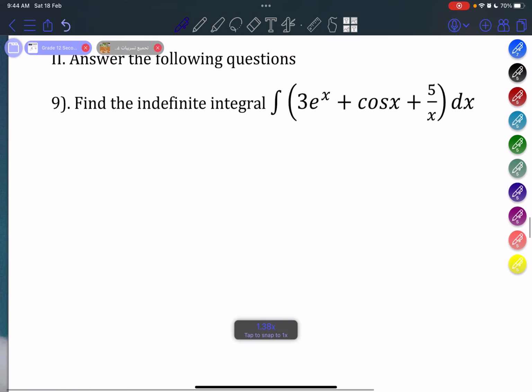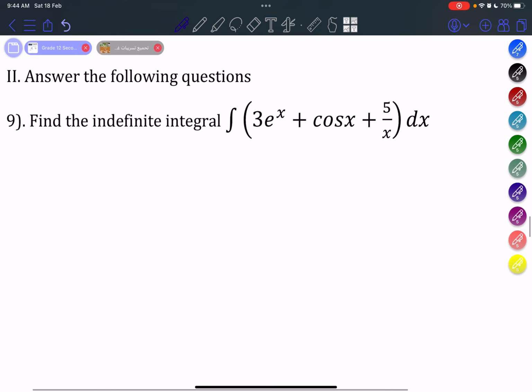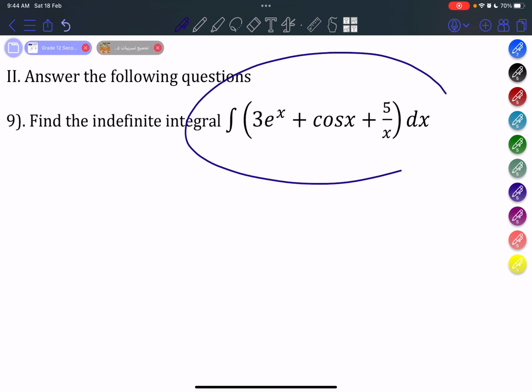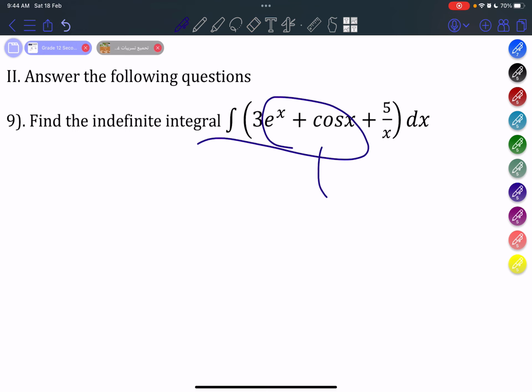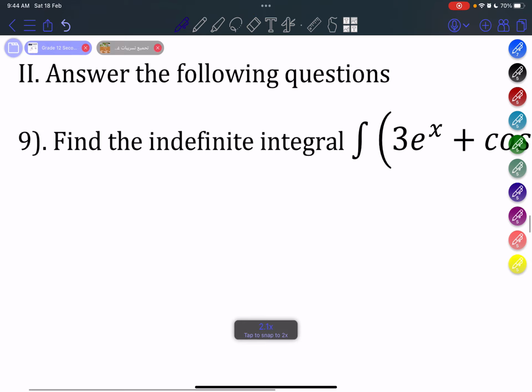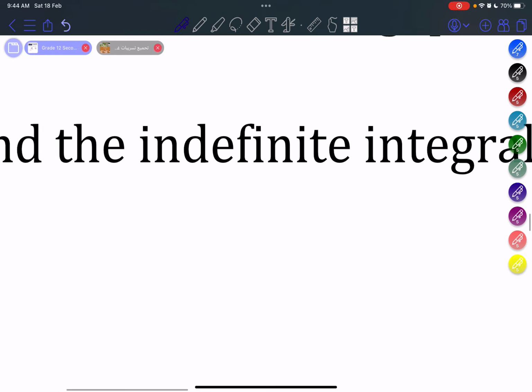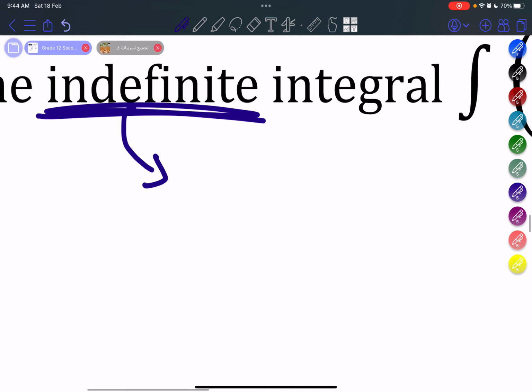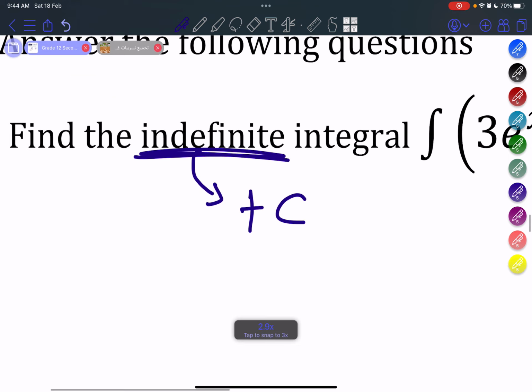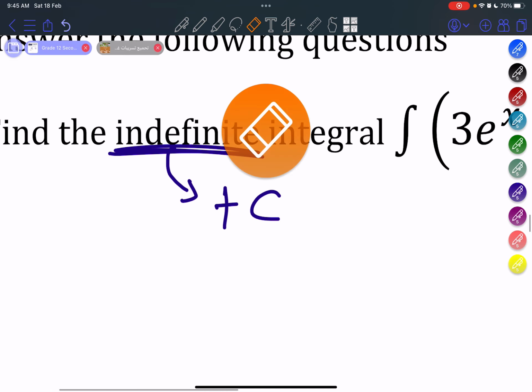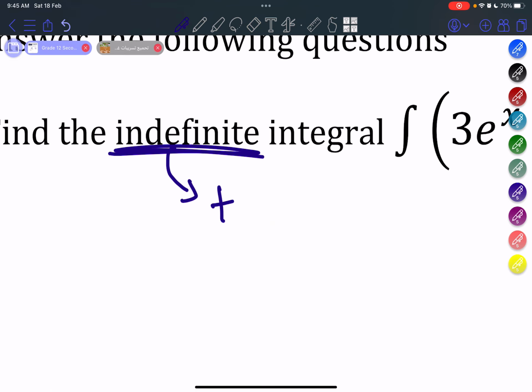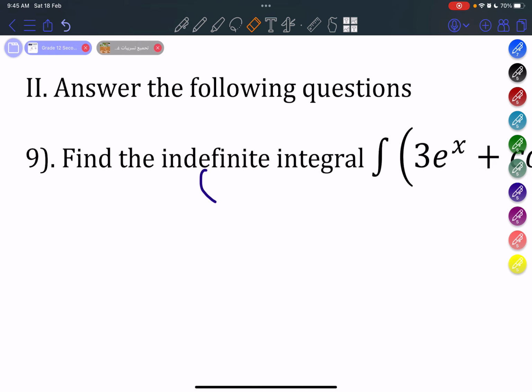Moving on to question number 9. Find the indefinite integral. So before you start solving, you have to note, once you see indefinite integral, right away the first thing that should come to your mind is plus c. Because this is what most students forget. I even tend to forget it most of the time. And you will lose marks on such a simple thing. So please do not forget to write plus c at the end of your answer.